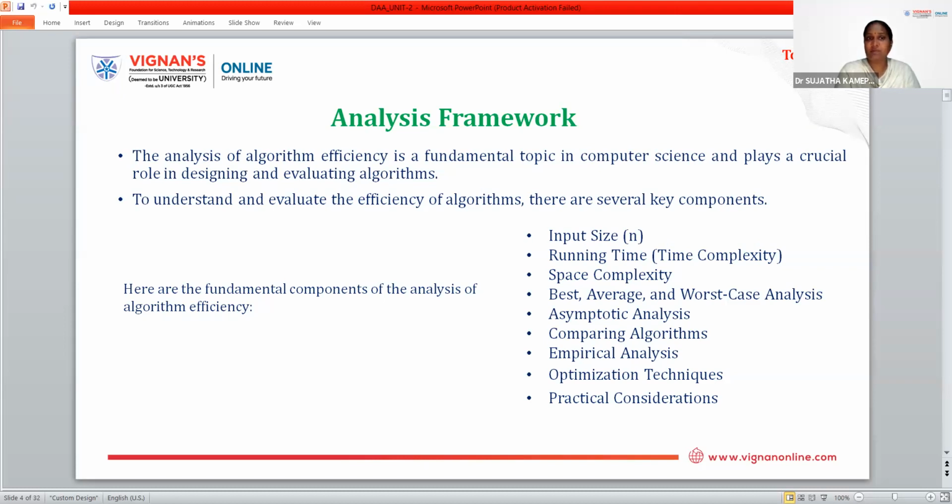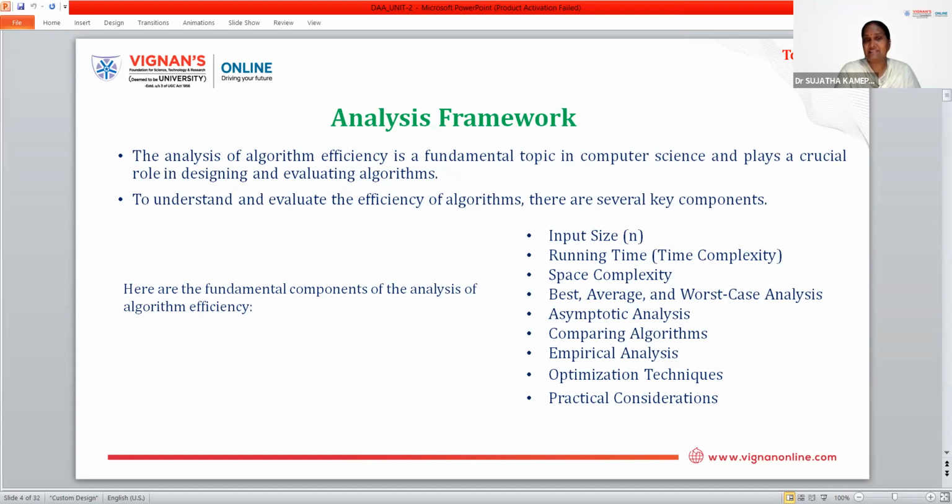Coming to space complexity, in addition to time complexity, it is essential to analyze the space requirements of an algorithm. The space requirements are nothing but the memory requirements. Space complexity describes how the memory use of an algorithm scales with the input size n. Like time complexity, you can use big O notation to express the upper bound of space required as well.